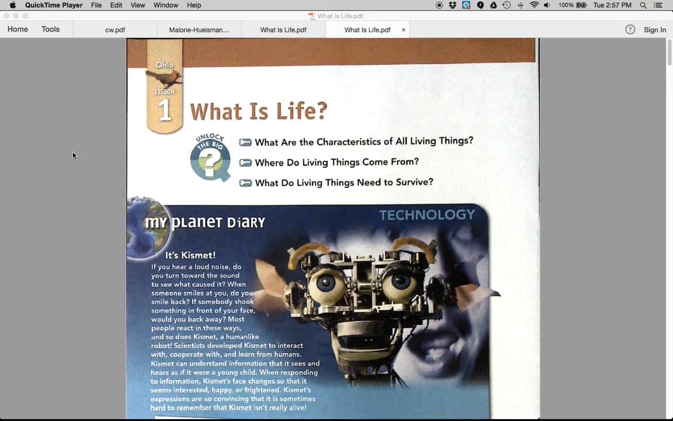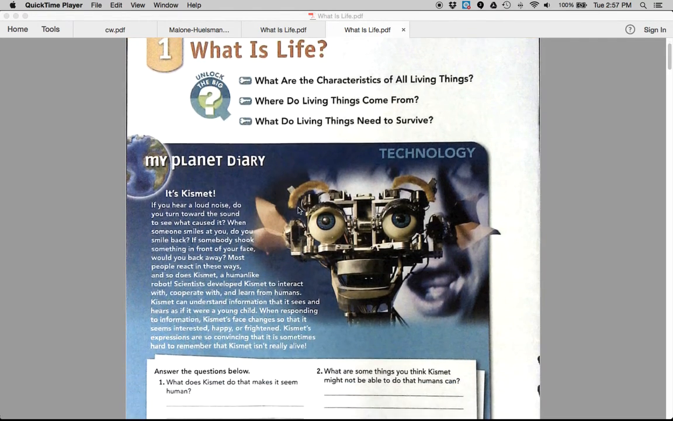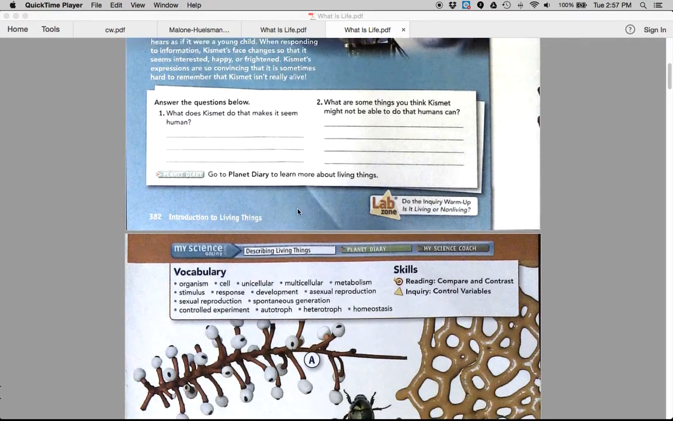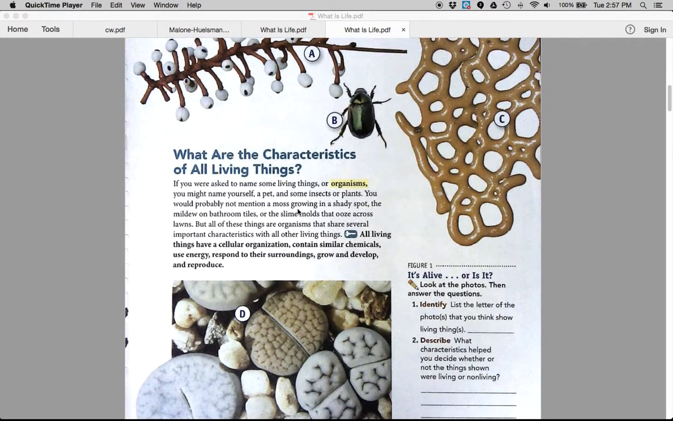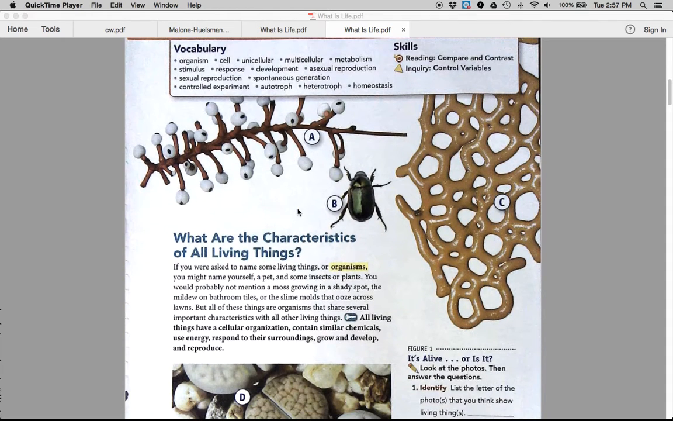All right, in this reading, we're going to be looking at what is life, and we have three key questions that we are going to be answering in this first reading. So, first one is what are the characteristics of all living things? Where do living things come from? And what do living things need to survive? All right, so what are the characteristics of all living things?